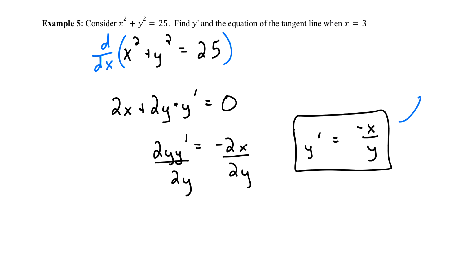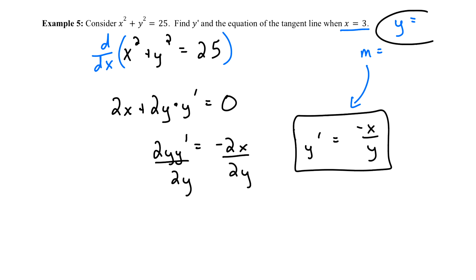If I think ahead to what I need for the equation of the tangent line, I need an x value, which is always given to me. I need a y value, which in this case I don't have. And I need a slope. If I want to find my slope, that's still going to be given to me by y prime, but in this case that y prime needs both an x and a y. So here it does actually matter a little bit what order we find these things in.